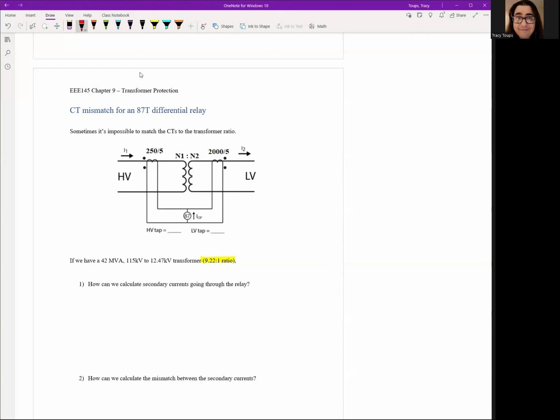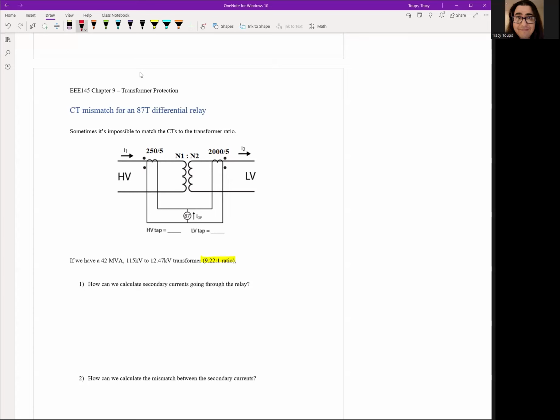So here we have a system that we designed with a 250 to 5 CT on the high side and a 2000 to 5 CT on the low side. Just from looking at these numbers, you know these are not a perfect 9.221 ratio. So we're going to have some error in the CT readings, or the secondary current. So let's kind of look into that.